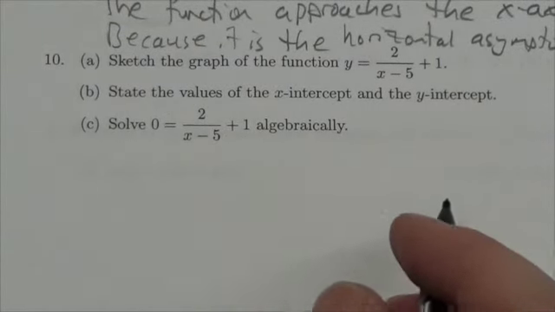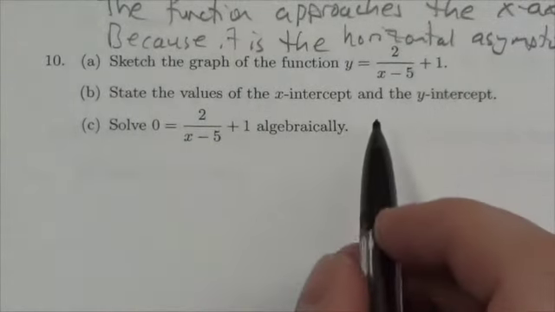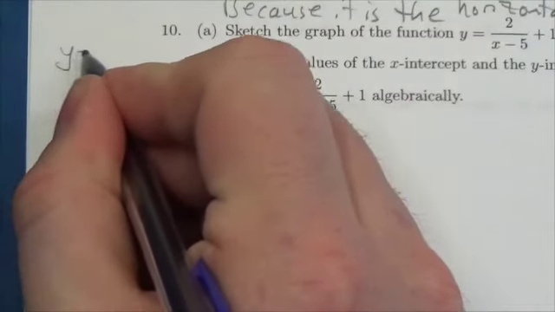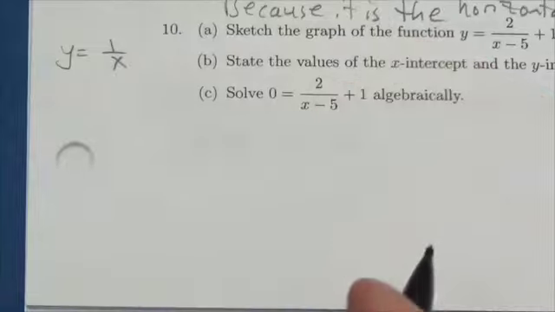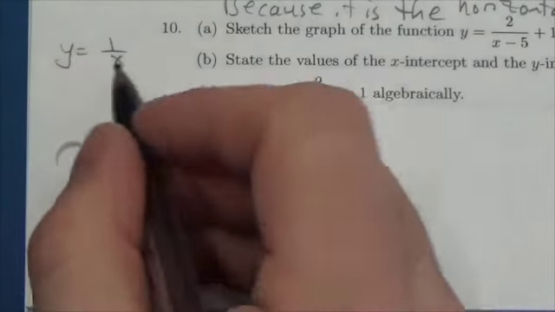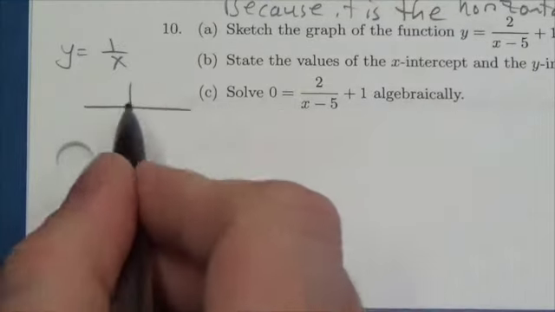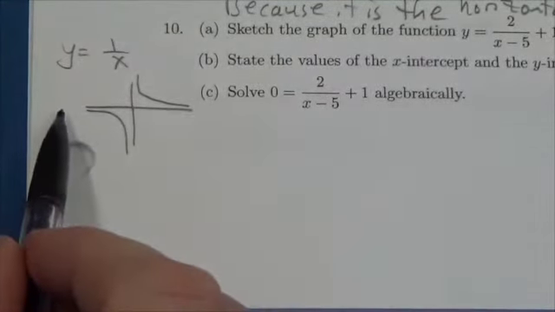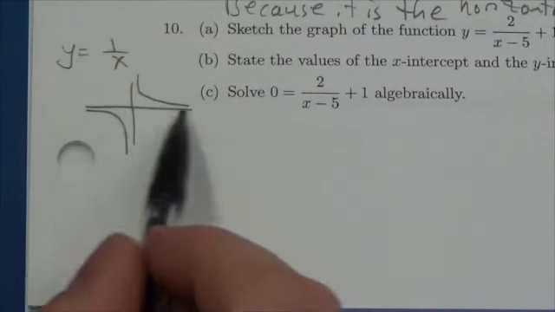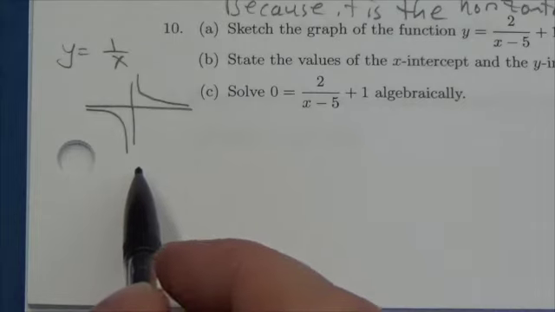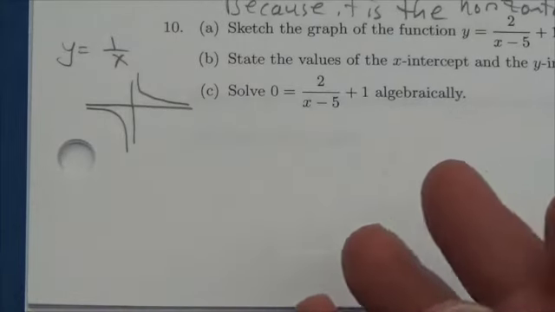To start off, we're going to sketch this, and before we get to that, I need to remind you that when we take a look at the most basic rational function we can think of, 1 over x, the graph looks like this. The x-axis is a horizontal asymptote, and the y-axis is a vertical asymptote. It's called a hyperbola.